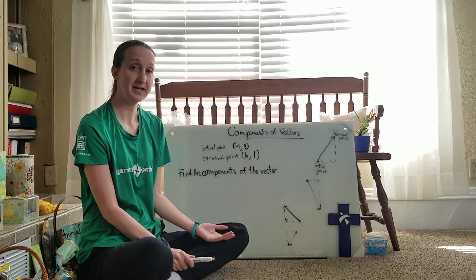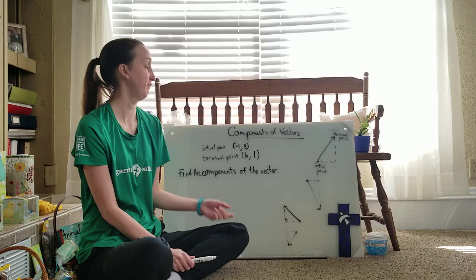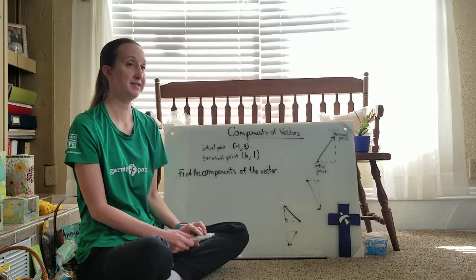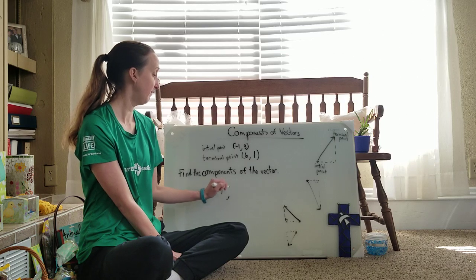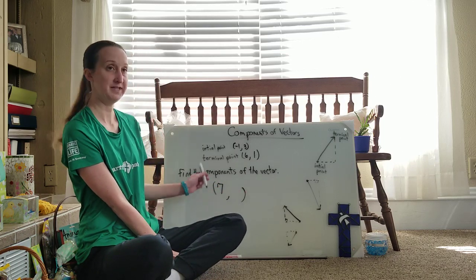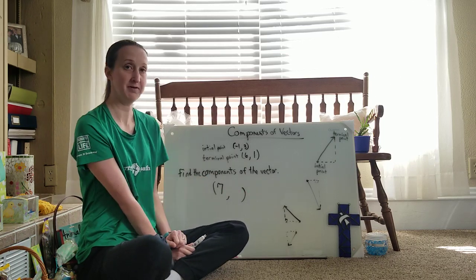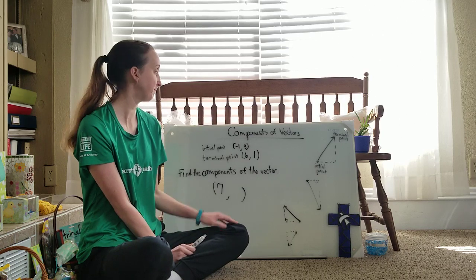And then the second part of the question is, how far to the right? Well, from -1 to 6 is 7 units. That's the first part of our vector when it says find the components. The x component, how much left or right?